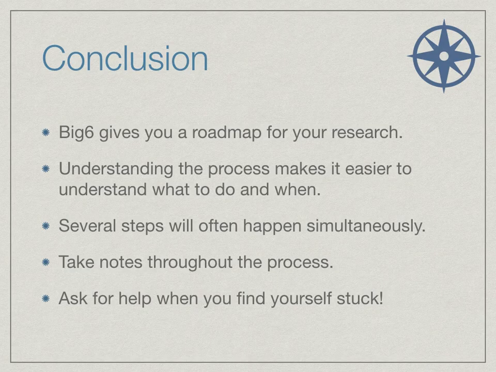So now that we've covered the Big Six completely, you now have a roadmap for your research. It is both process and skills, and we know that each of the tasks and the steps along the way are interconnected with each other. They kind of happen together sometimes, and it's important to recognize those parts so you realize what part of the process you're in and how you can move forward. Take notes throughout this process. That will help you with your reflection and stay organized.